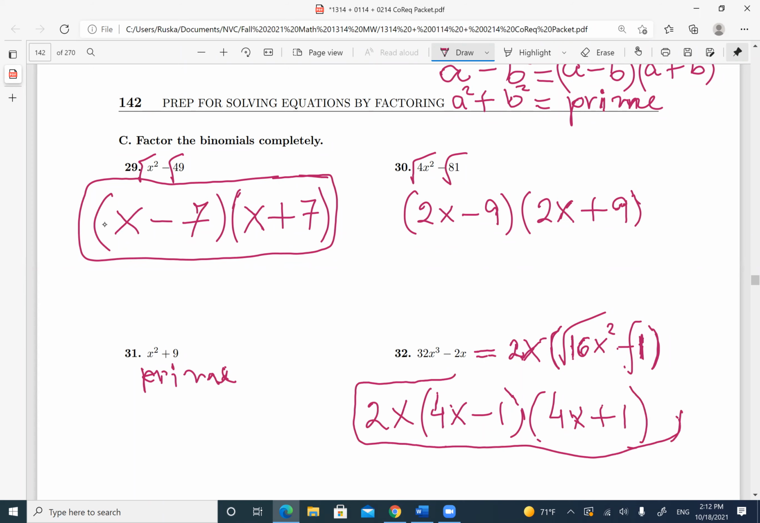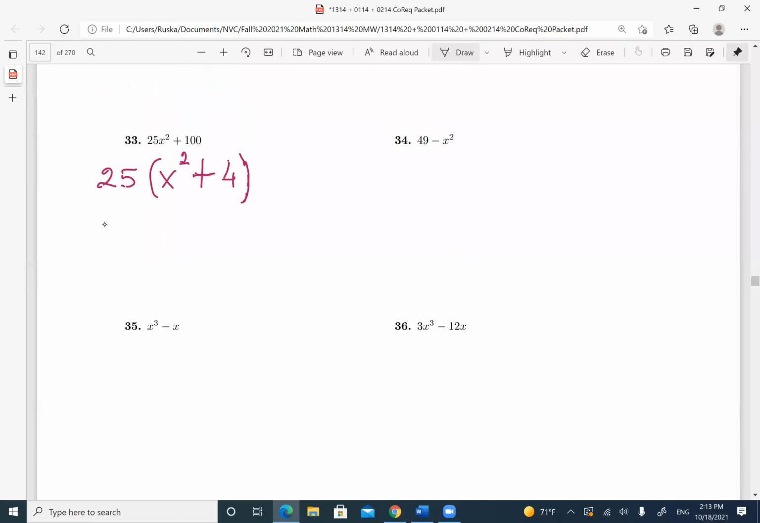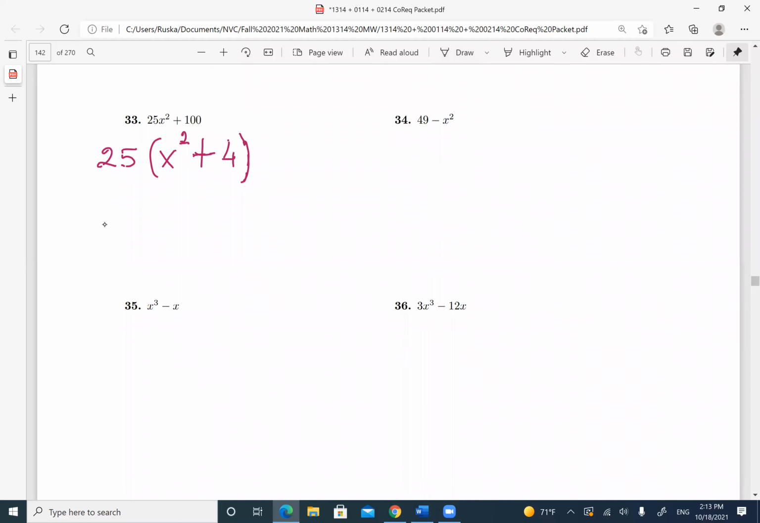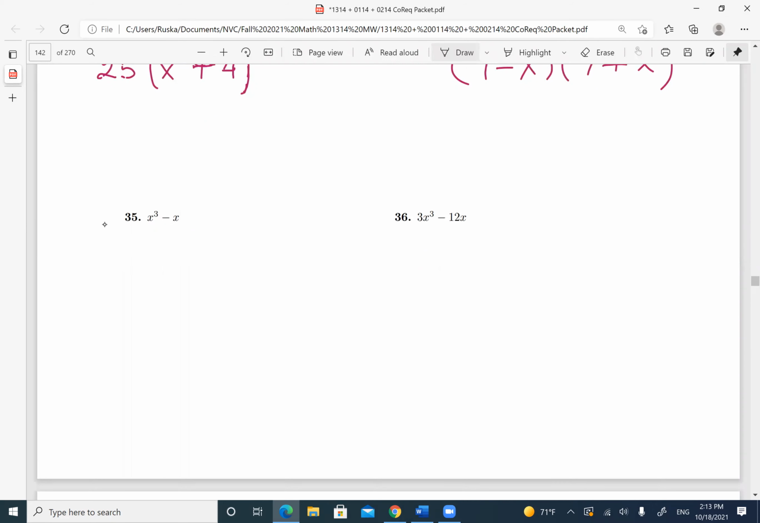Okay, any questions? So that's how you do those. And the next ones are the same way. Obviously this one, 34, is going to be 7 minus x and 7 plus x. Now for those two, 35 and 36, you have to factor out the greatest common factor. For number 35, both have x in common, and what's left is x squared minus 1.